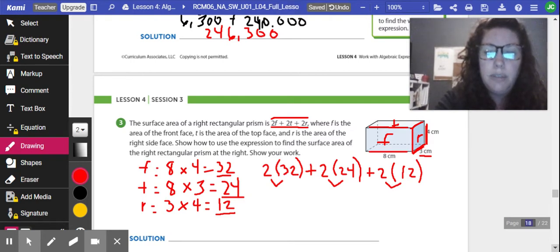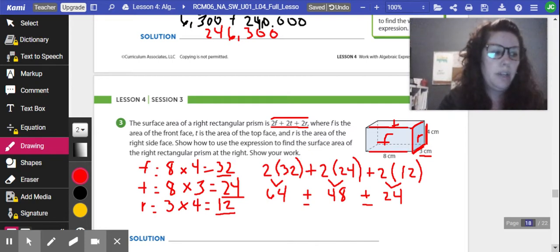So 2 times 32 is 64, right? And then 2 times 24, 48. And then 2 times 12, 24. And now all I have to do is add these 3 up. So now we're going to add 64 plus 48 plus 24.